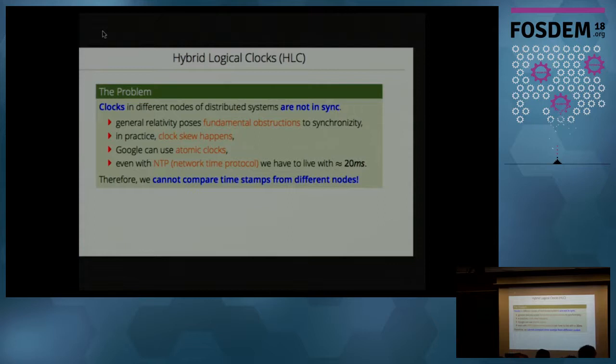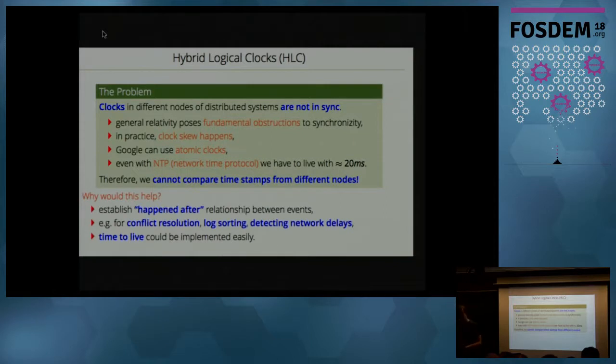It works there as well. Because of all the above mentioned problems, we cannot compare timestamps from different nodes. You can compare the timestamps of the same node, but as soon as you try to compare timestamps from different nodes, you will end up with a broken ordering of things. Why would this help? Because in most cases, you actually want to have the real order of events, what happens one after the other. Assume two users updating the same document. Probably it's good to know who was the first one and who should get a conflict. If you have master-master replication, write is here, write is there, it's unclear who was actually the first one. So this matters for conflict resolution, for log sorting, or even for detection of network delays. Whenever you see, oh, there was a short network outage of a second, you could see that because the message was actually a bit delayed.